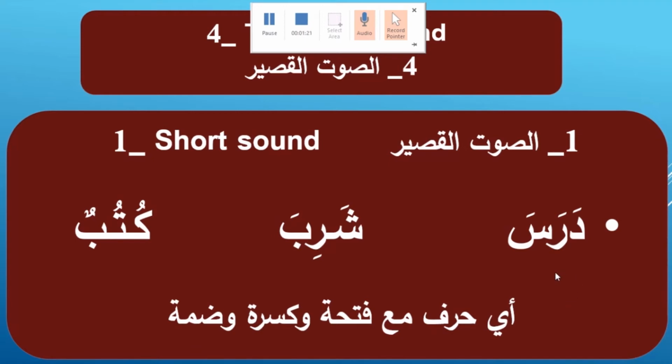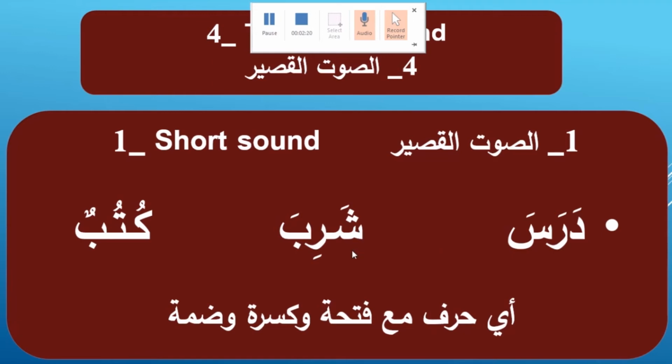Let's now try to read this word and find out where is the short sound. First letter in this word is دال, but it has A sound, which is فتحة. So we read it د. د is short sound because it is an alphabet letter with A. Second letter is را. Third letter is س because all has A. د. را. س. And this word is دراسة. Now, this word has all short sound, so it's easy to read. درس means he studied.